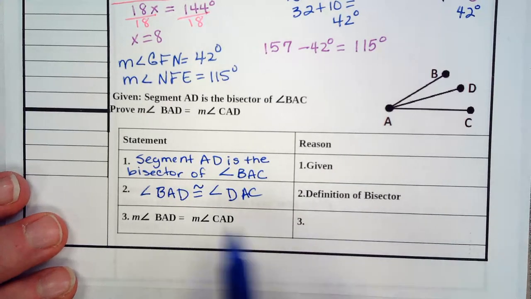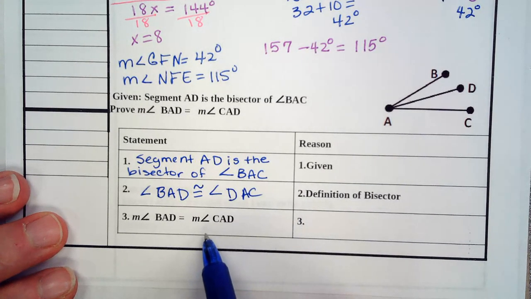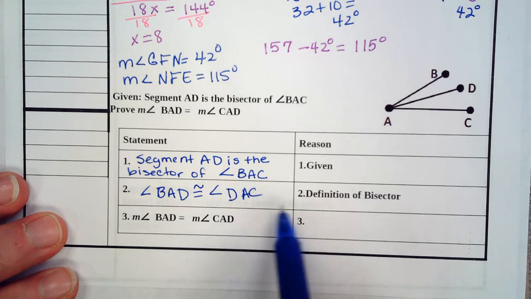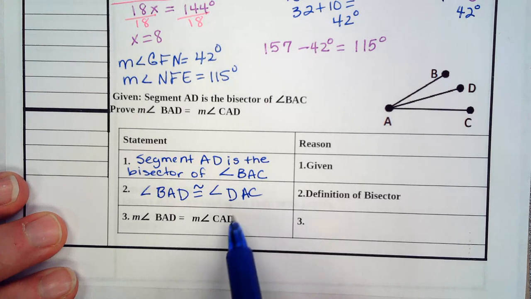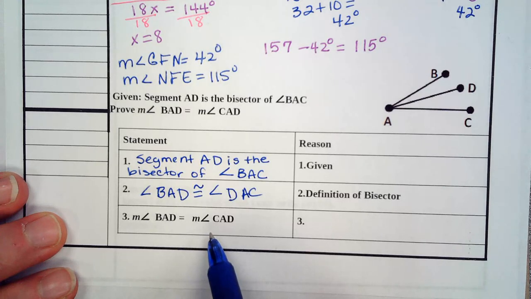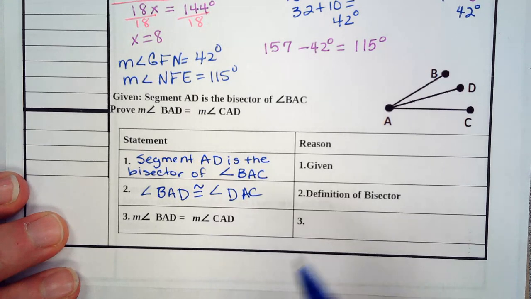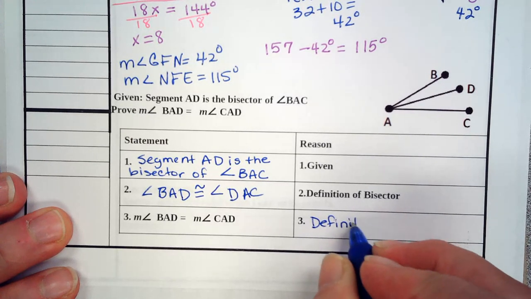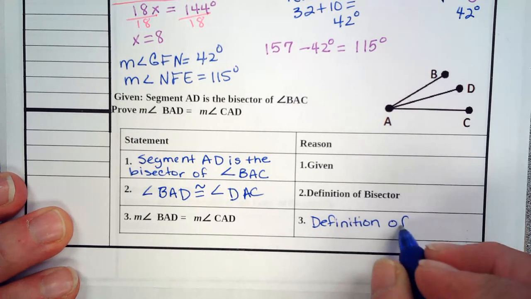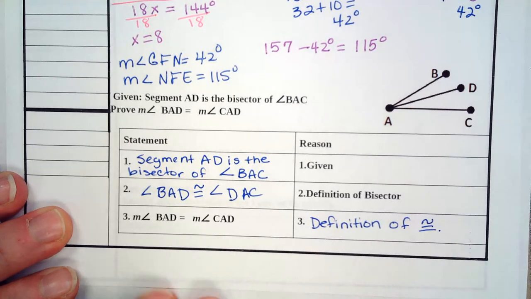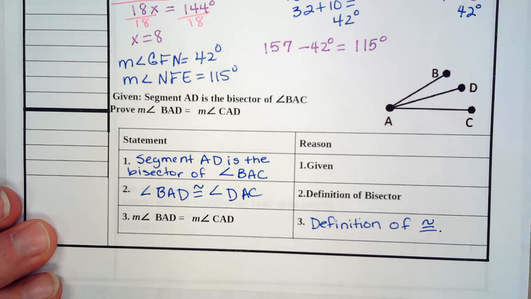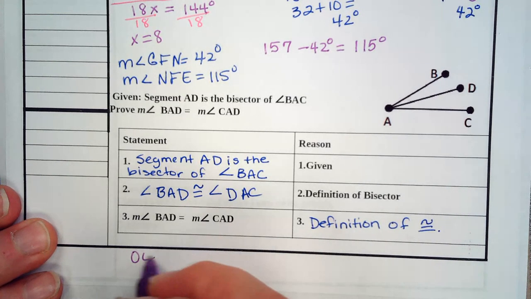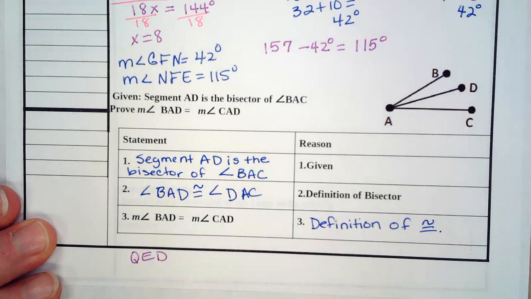Okay, how do we use this to say that their measures are equal? This is your definition of bisector. I'm going from here, they're congruent. If they're congruent, what do I know? That their angle measures are equal. So this is your definition of congruent. Okay, tell my people that I am done. This time I'm going to use QED. We haven't used that one for a while.